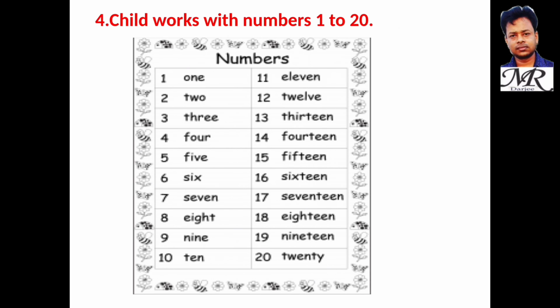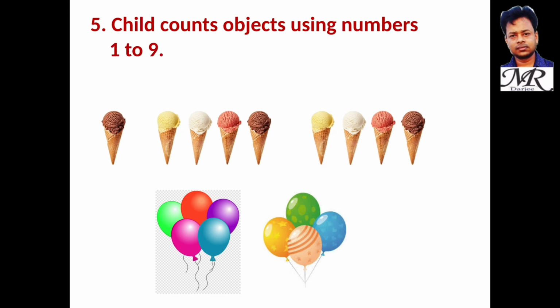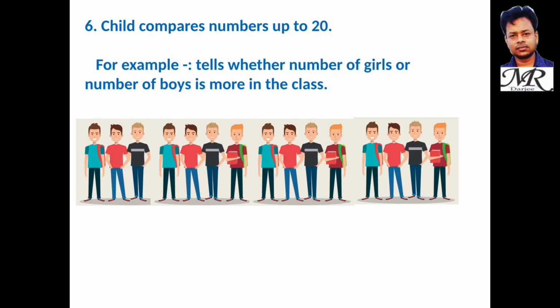Child works with numbers 1 to 20. Child counts objects using numbers 1 to 9. Child compares numbers up to 20. For example, tells whether number of girls or number of boys is more in the class.